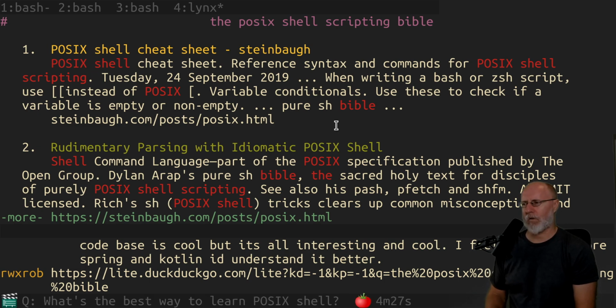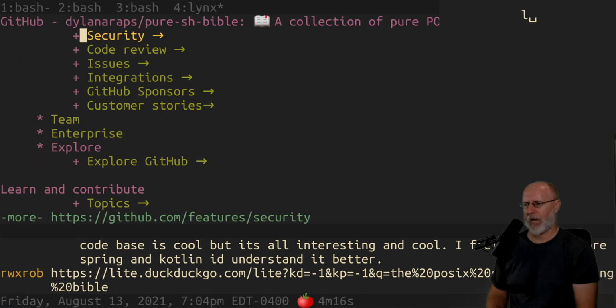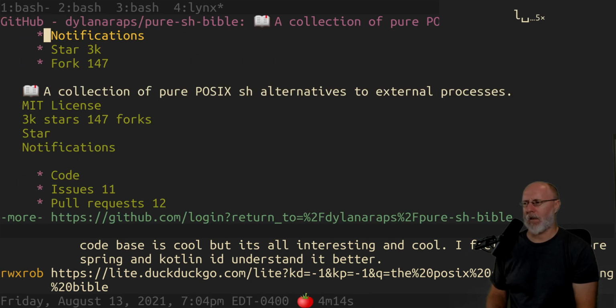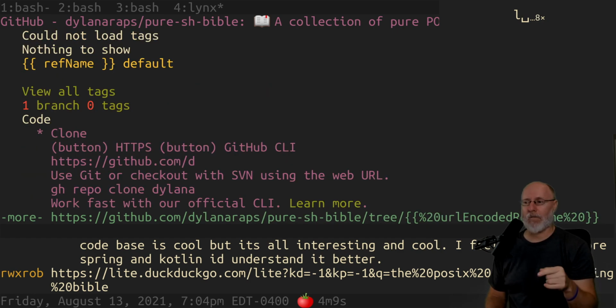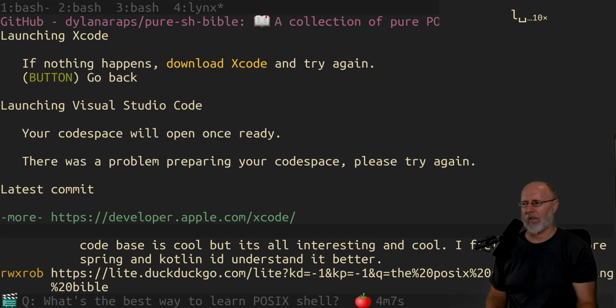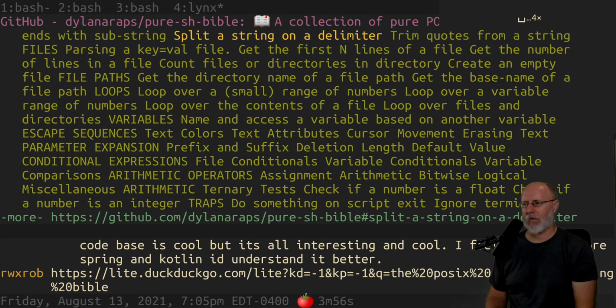Yeah, okay, so let's do this. There it is. Pure SH Bible. That's the one. I wonder if he has a link to it. Anyway, there are a lot of idioms in here that are really valuable, like things that you wouldn't know, like matching substrings inside of a string using the case statement, which is not intuitive at all. So those are all the kind of thing that you might want to get with shell.